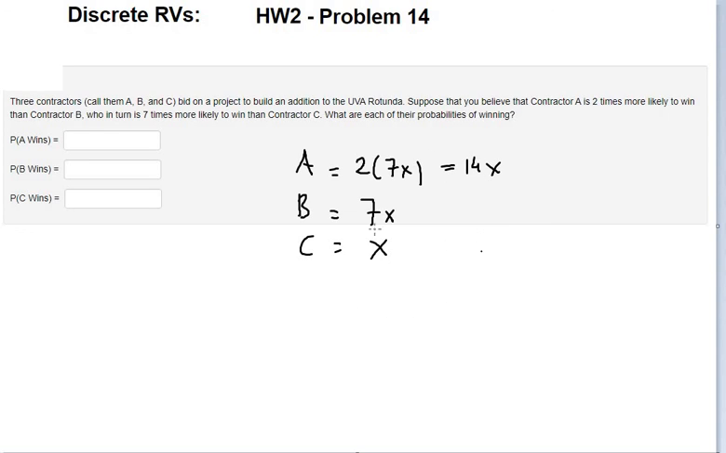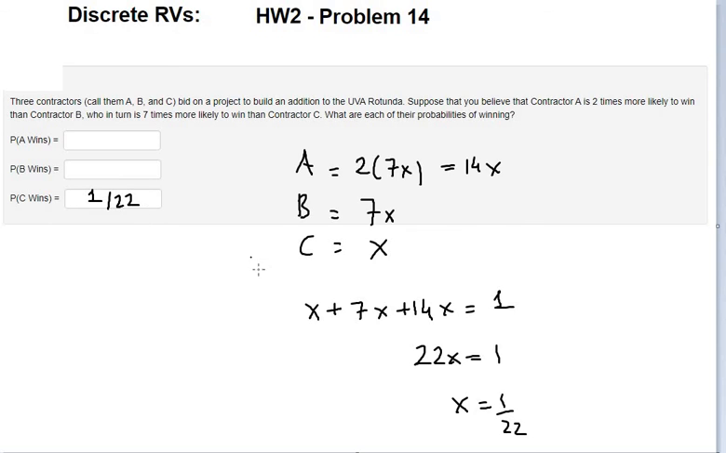We know that the total probability has to be equal to 1. So 22x is equal to 1, so x is 1 over 22. So contractor C is 1 over 22, contractor B is 7 over 22, and contractor A has 14 over 22 chance to win the bid.